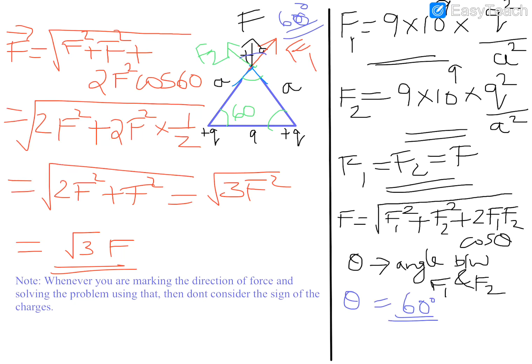That means root 3 times the force due to one of the charges. Okay, so that is the resultant force acting on plus Q due to other two charges. It is equal to root 3 times any one force. I hope it is clear. In the same way, you can solve for other charges also. That means instead of the charge on top, you can find the force on any other charge due to the rest of the charges. In the same way, mark the directions of force, find the force, then find the resultant using the equations. Okay.